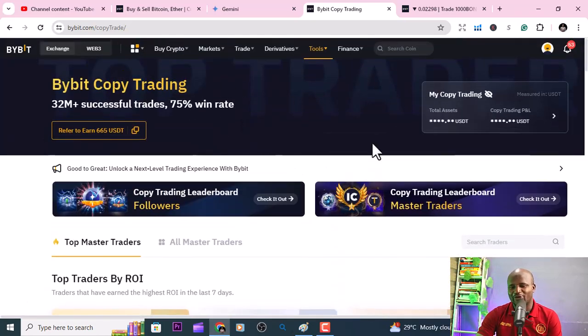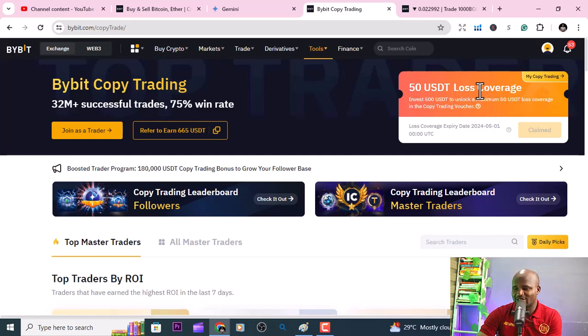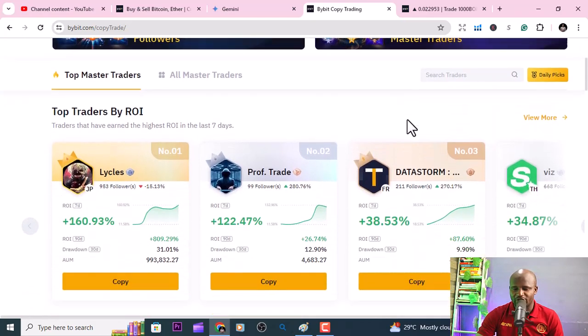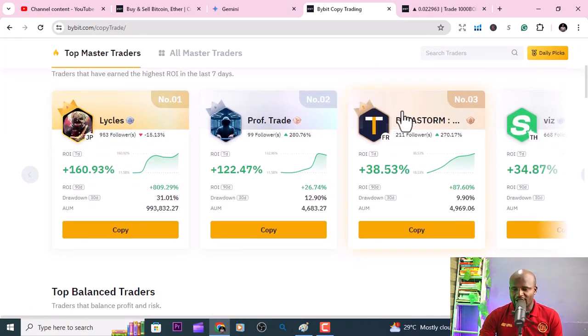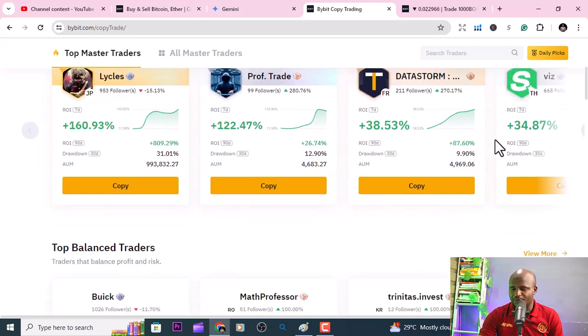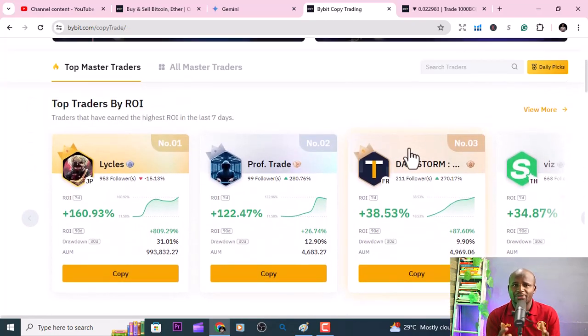Once you come to copy trading, it tells you that they're offering 50 USD loss coverage. If I invest $500, I can unlock a maximum of 50 USD loss coverage. But what is copy trading? You can see here we have emerging people who are making waves these days. It simply means that we use experienced traders, people who have already traded in the system and shown some level of experience, that they have been consistently trading and making profits. You, who are still new, don't even know. If you place trades like me, you keep on losing. It's not easy, but we learn from the experienced traders.